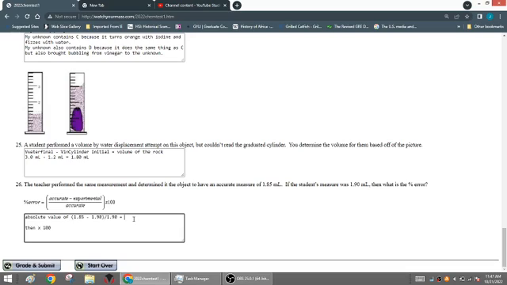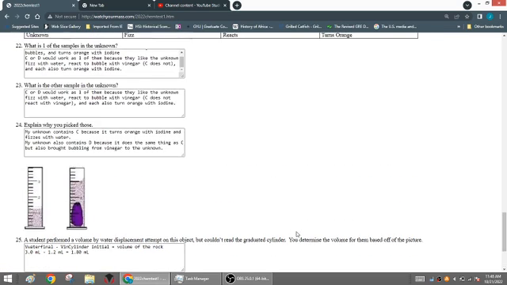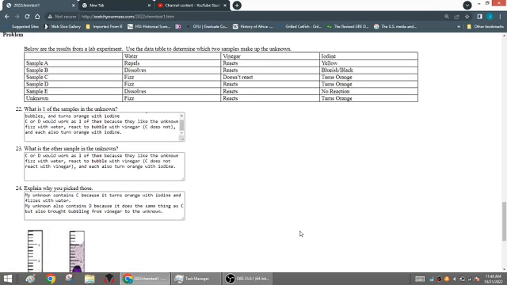If you had done that, that should have given you 0.027, and then times 100 equals 2.7. All right, that's how you do all of part B. I hope that helped. Good luck.